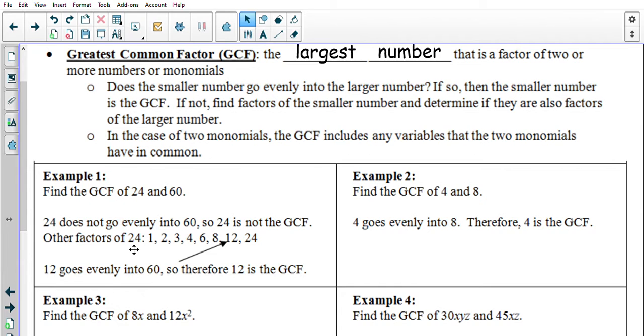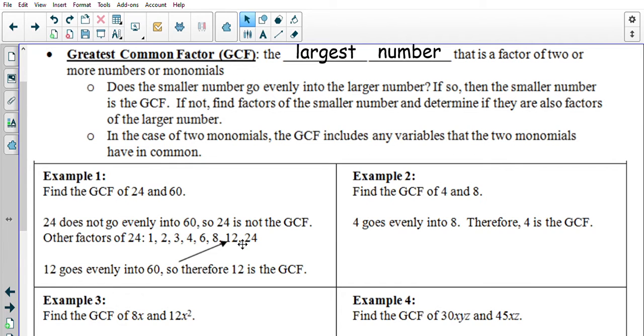I want you to keep in mind we've already talked about least common denominator, which was the least common multiple of two numbers. This is greatest common factor. This is different. So factors are smaller than the numbers. The multiples are the ones that are bigger than the numbers. So just keep in mind the differences between those. So anyway, factors of 24 are 1, 2, 3, 4, 6, 8, 12, and 24. Well, 24 doesn't go into 60 evenly, 12 does, and I go from highest to lowest because I want the greatest common factor. So that means 12 is the GCF.